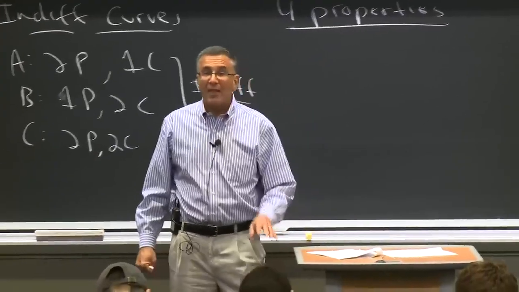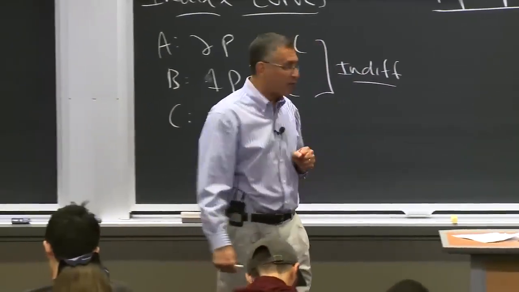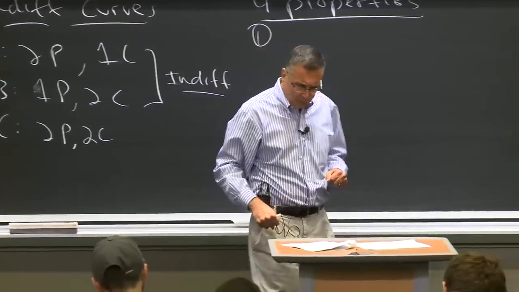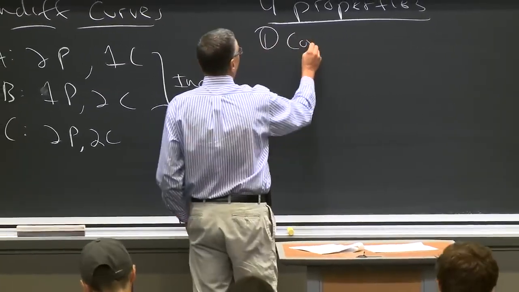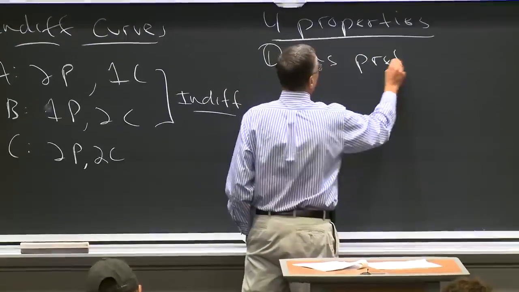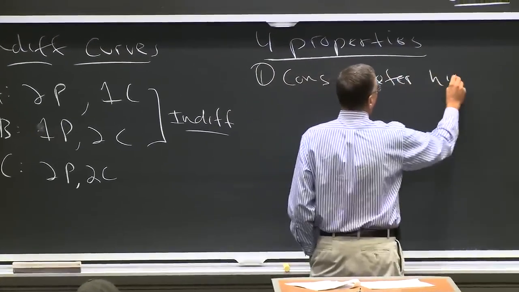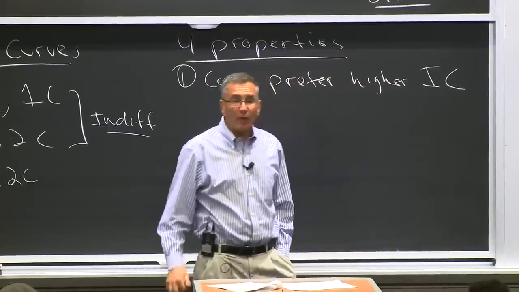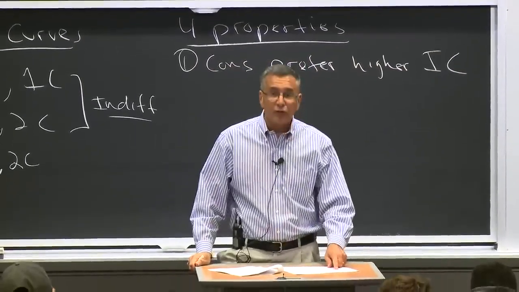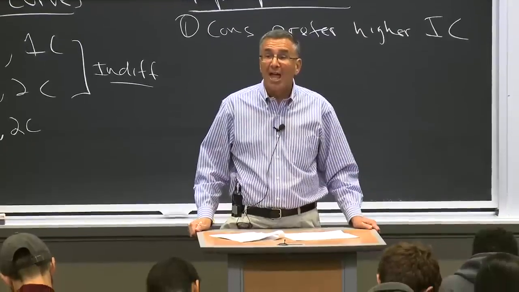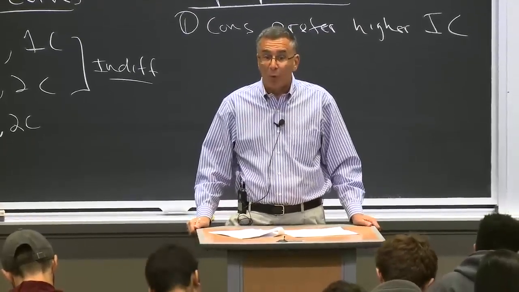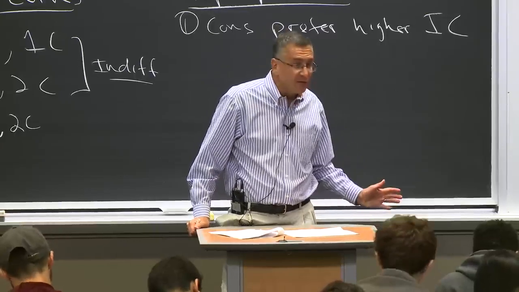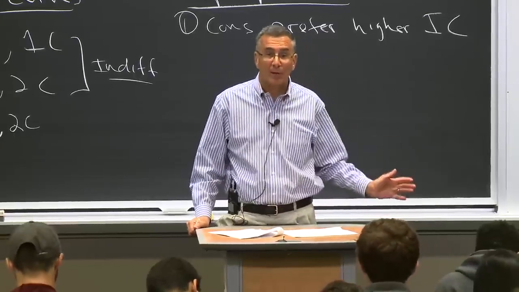4 properties follow from these underlying assumptions. Property 1 is consumers prefer higher indifference curves. And that just follows from more is better. That is, an indifference curve that's higher goes through a package that has at least as much of one thing and more of the other thing. Therefore, you prefer it. So as indifference curves shift out, people are happier.